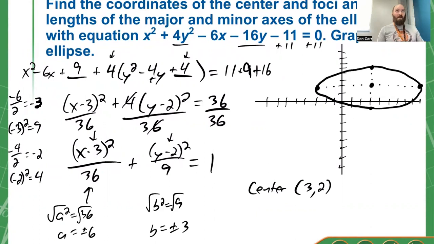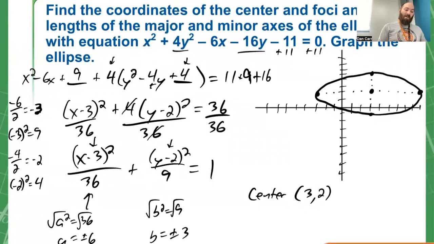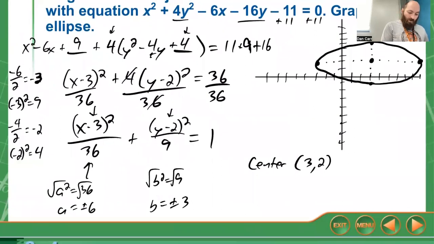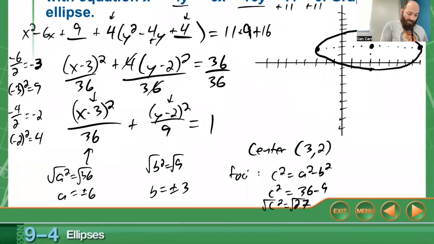It doesn't ask for the foci in this case, so I'm just going to skip that for now. Ignore that bell. Okay, but it does say find the coordinates of the foci. My bad. So for the foci, we're going to do c squared is equal to a squared minus b squared. So c squared is equal to 36 minus 9, which is going to be 27 for c squared. And I square root both of those, so I get plus or minus 3 root 3.